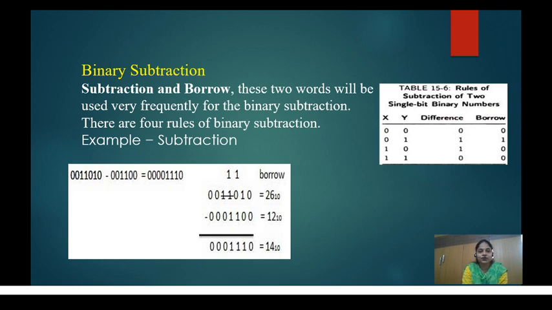Next, binary subtraction. When you subtract the two values, you will get the output as difference and borrow. So here also you will get 4 combinations: 0 0, 0 1, 1 0 and 1 1. When you subtract 0 and 0, you will get 0, borrow is also 0. 0 1 gives 1 and borrow is 1. 1 0 gives 1, borrow 0. 1 1 gives 0, borrow 0. Here is an example. If you want to subtract this number from this number, note down these numbers, and by using this table, you can subtract the binary numbers.